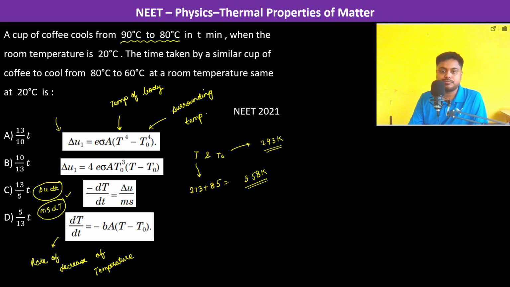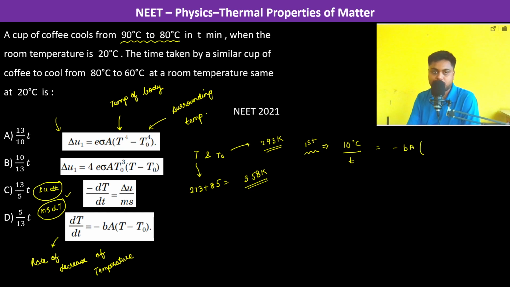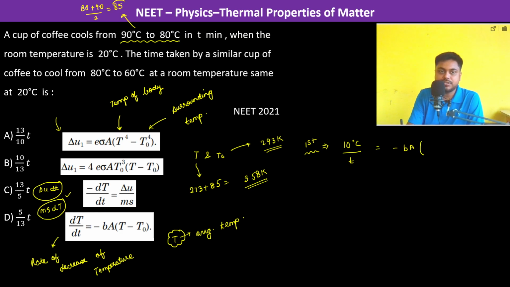Now let us do this question. So for the first case we have dT by t. So dT, the temperature change, is going to be 10 degrees centigrade divided by t is equal to minus B into A into T minus T naught. So T here will be taken as the temperature of the body, the average temperature. Okay, so in the first case, what is the average temperature? 80 plus 90 divided by 2, which is 85 degree centigrade.